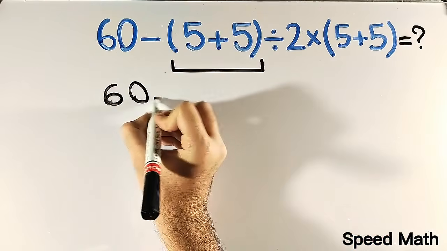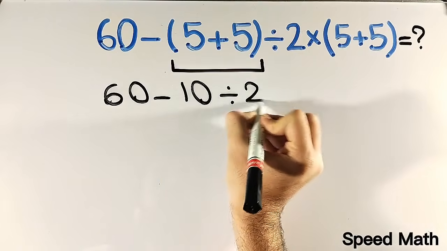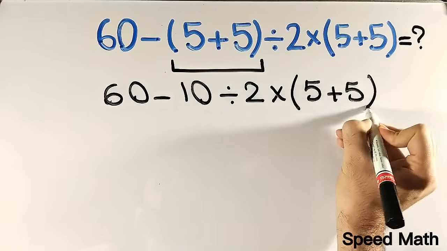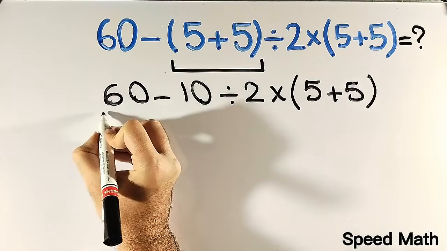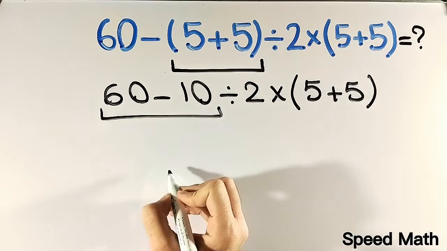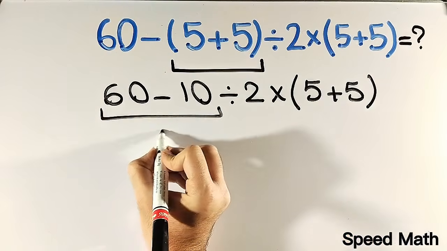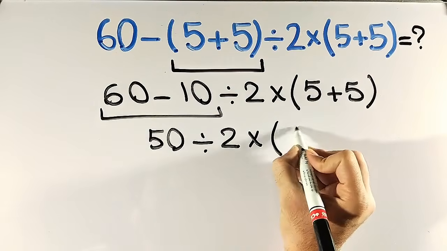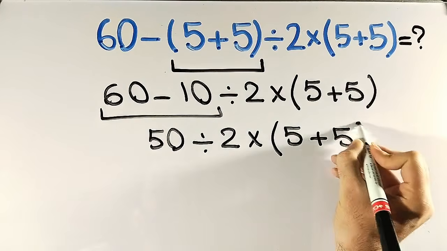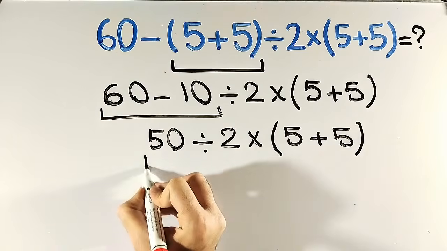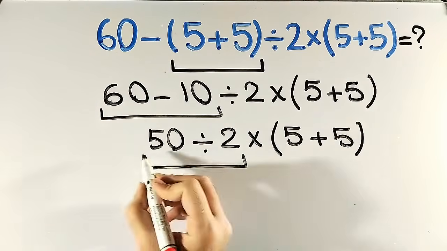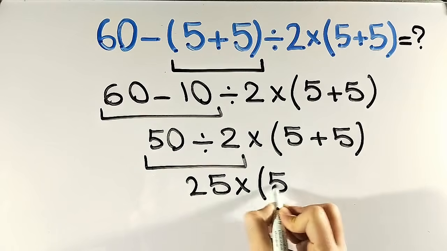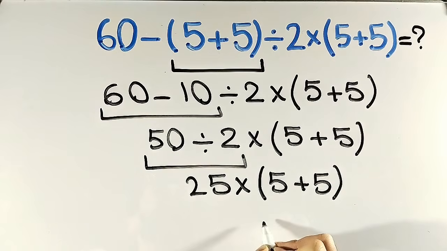they write 60 minus 10 divided by 2 multiplied by (5 plus 5). And the next step, they go for the subtraction between 60 and 10. And instead of this expression, they write 50 divided by 2 multiplied by (5 plus 5). Then they go for the division between 50 and 2 and write this expression as 25 multiplied by (5 plus 5).